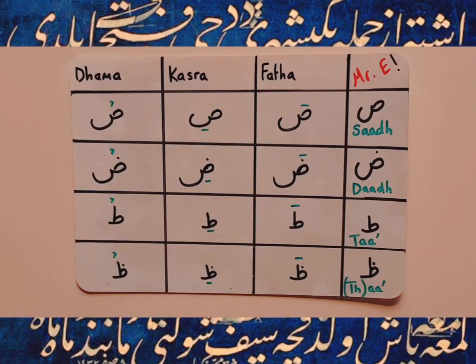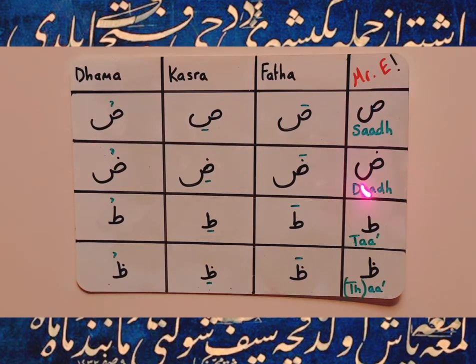Okay, so let's start off with the letter sad. Remember the pronunciation, it's not the sharp S sound, it's more of a so, sad. So for sad: fatha, sa, si, and so.